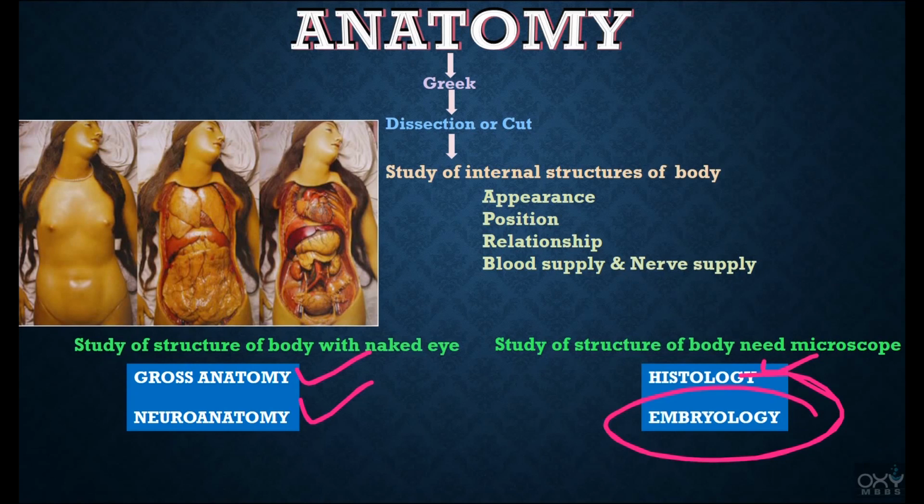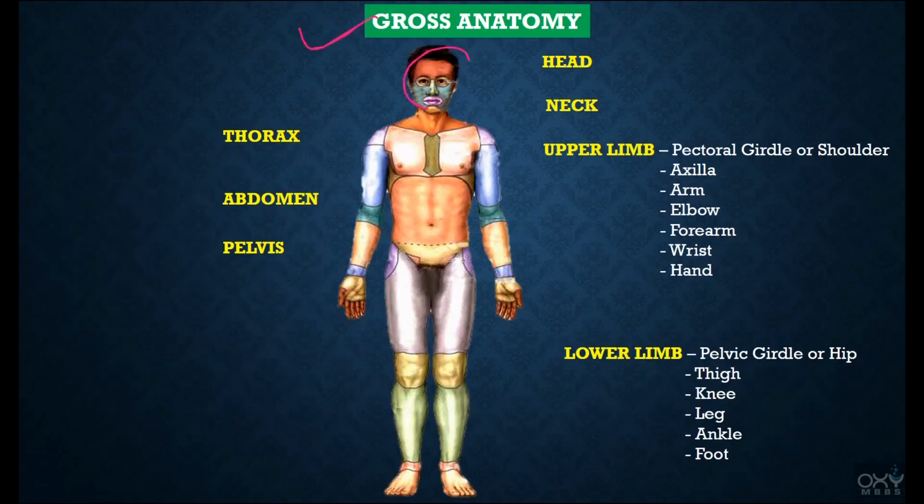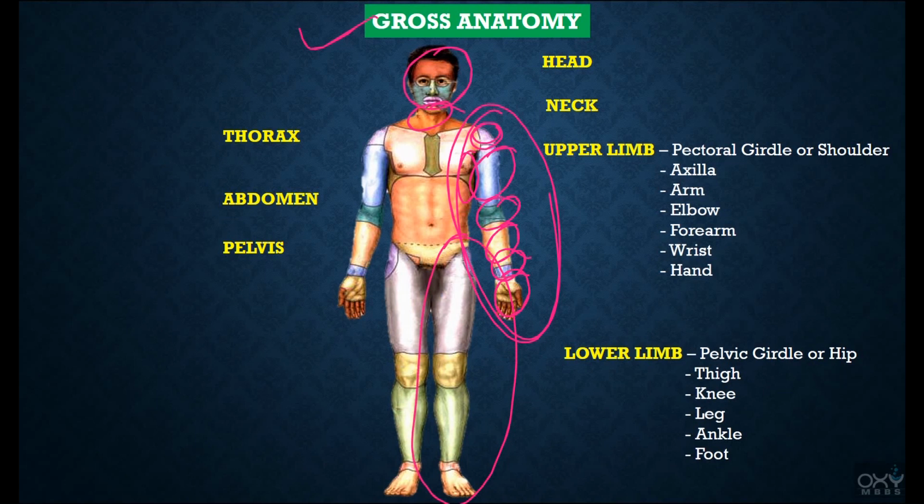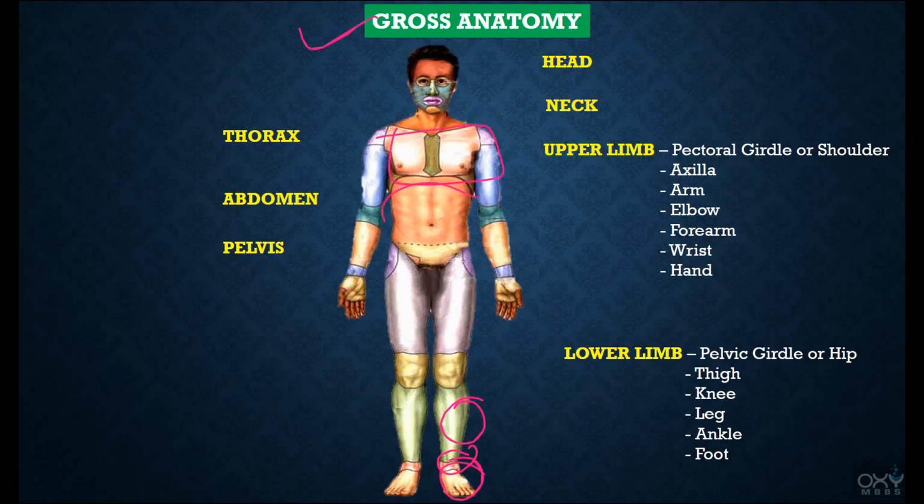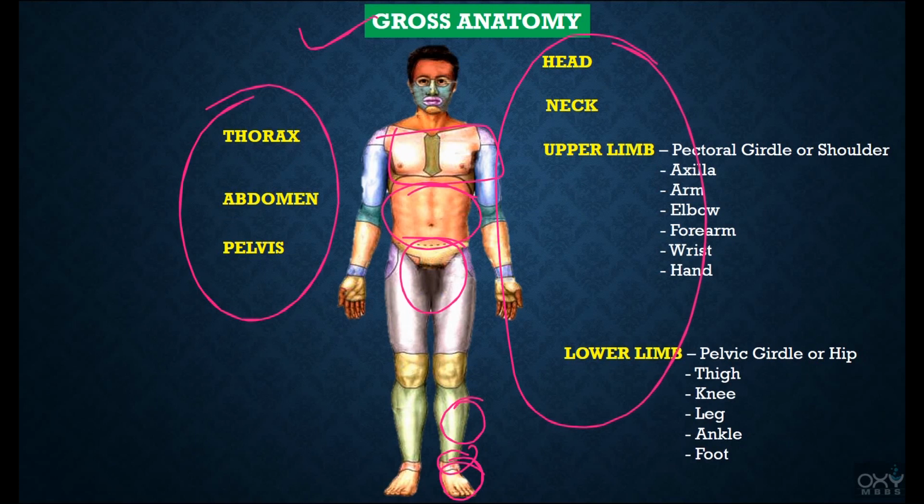Now friends, further we will see what we are going to study under gross anatomy, neuroanatomy, histology and embryology. Friends, under gross anatomy we will discuss the head, neck, upper limb. In the upper limb we will discuss the shoulder or pectoral girdle, axilla, arm, elbow, forearm, wrist and the hand. In the lower limb we will discuss the pelvic girdle or hip region, thigh, knee, leg, ankle and the foot, the thorax region, the abdominal region and the pelvic region. So friends, we will discuss all these regions in detail from our theoretical exam point of view and PG entrance exam point of view.